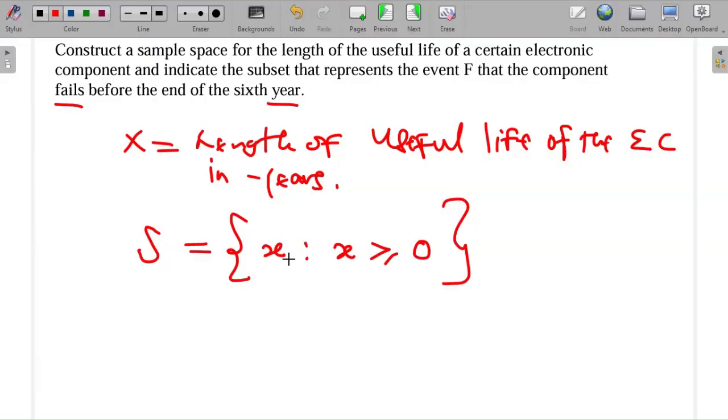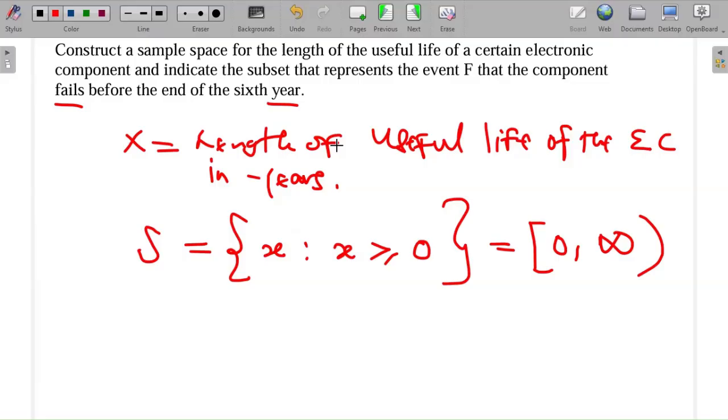So you can buy an appliance that has a certain electronic component, and that component gets destroyed before even a year elapses. It means the length of life for that component was 0, because it didn't even manage to reach 1 year. So the sample space will be anything between 0 and positive infinity. You can also write this in interval notation, from 0 all the way to positive infinity. This is the sample space for the length of useful life of the electronic component in years.